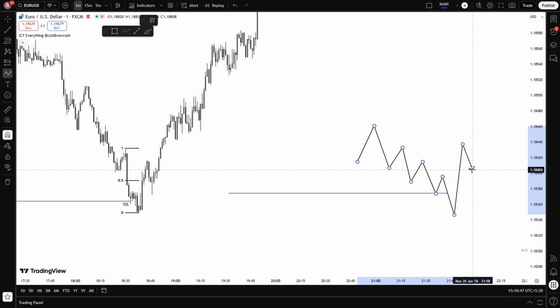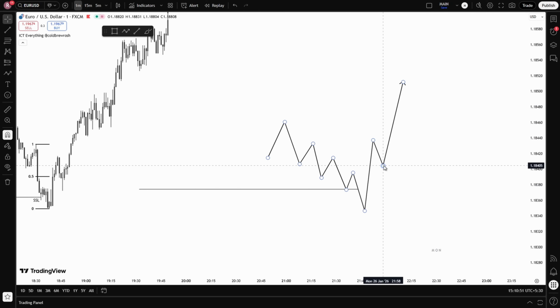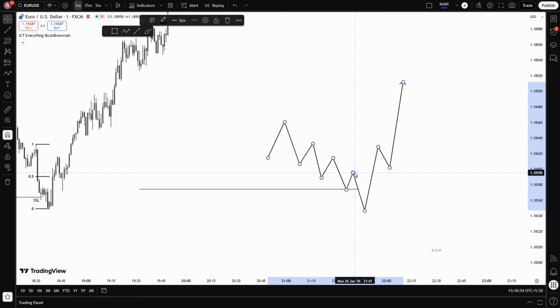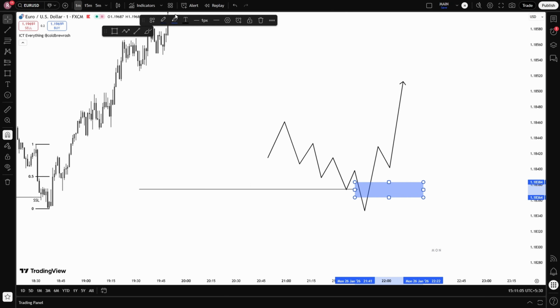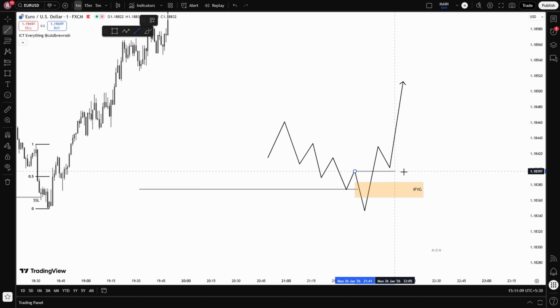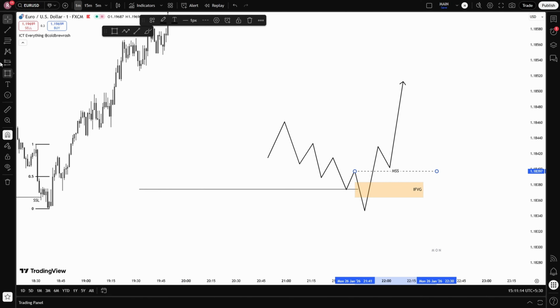Now, one important thing to understand is that the displacement leg can look slightly different for different traders. This depends on how you personally trade and what confirmation you trust the most. Some traders use inverse fair value gaps as their confirmation. Some traders use a change in state of delivery. Some traders use a market structure shift. All of these are valid, but the displacement leg must be marked according to the confirmation you actually use for your entries. You should never mix confirmations.